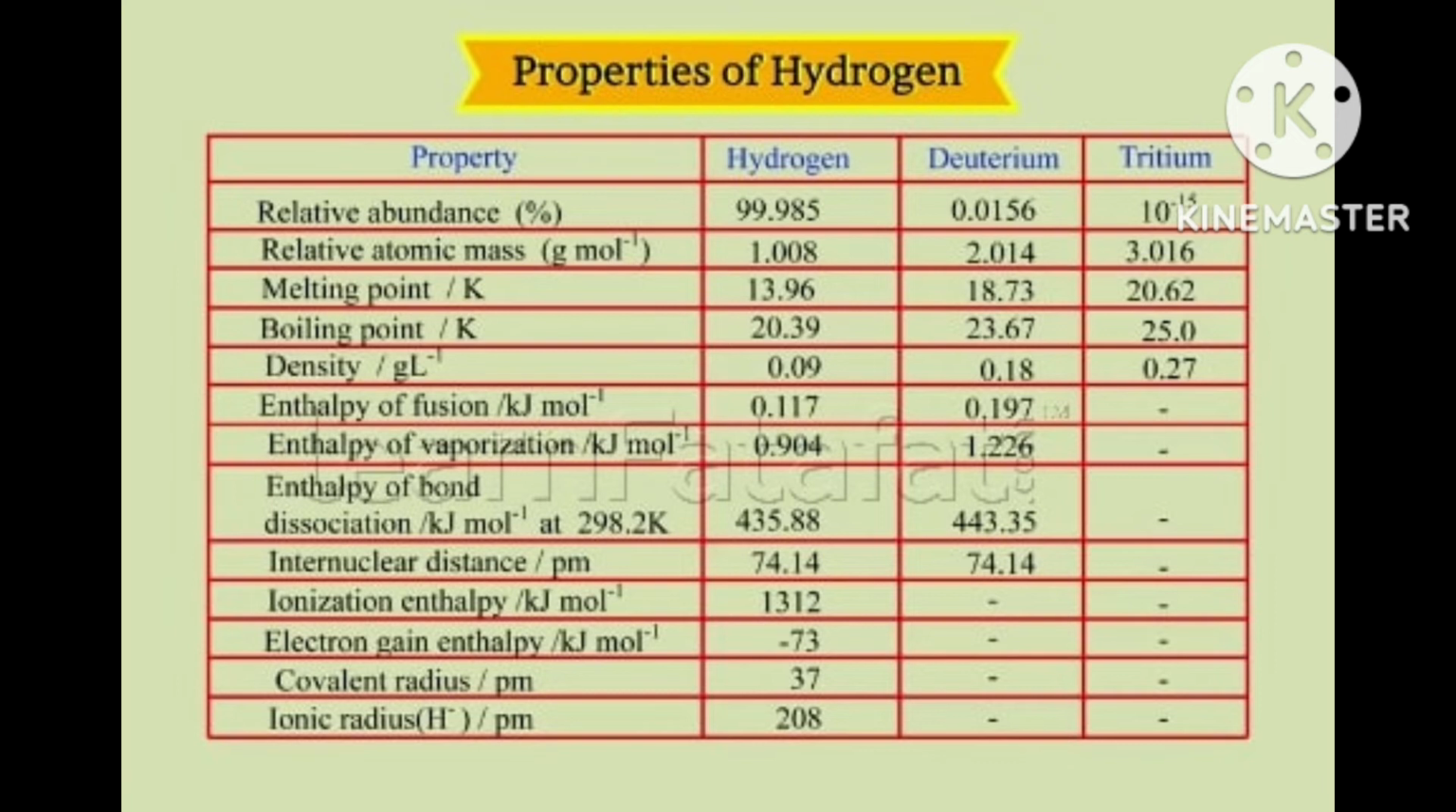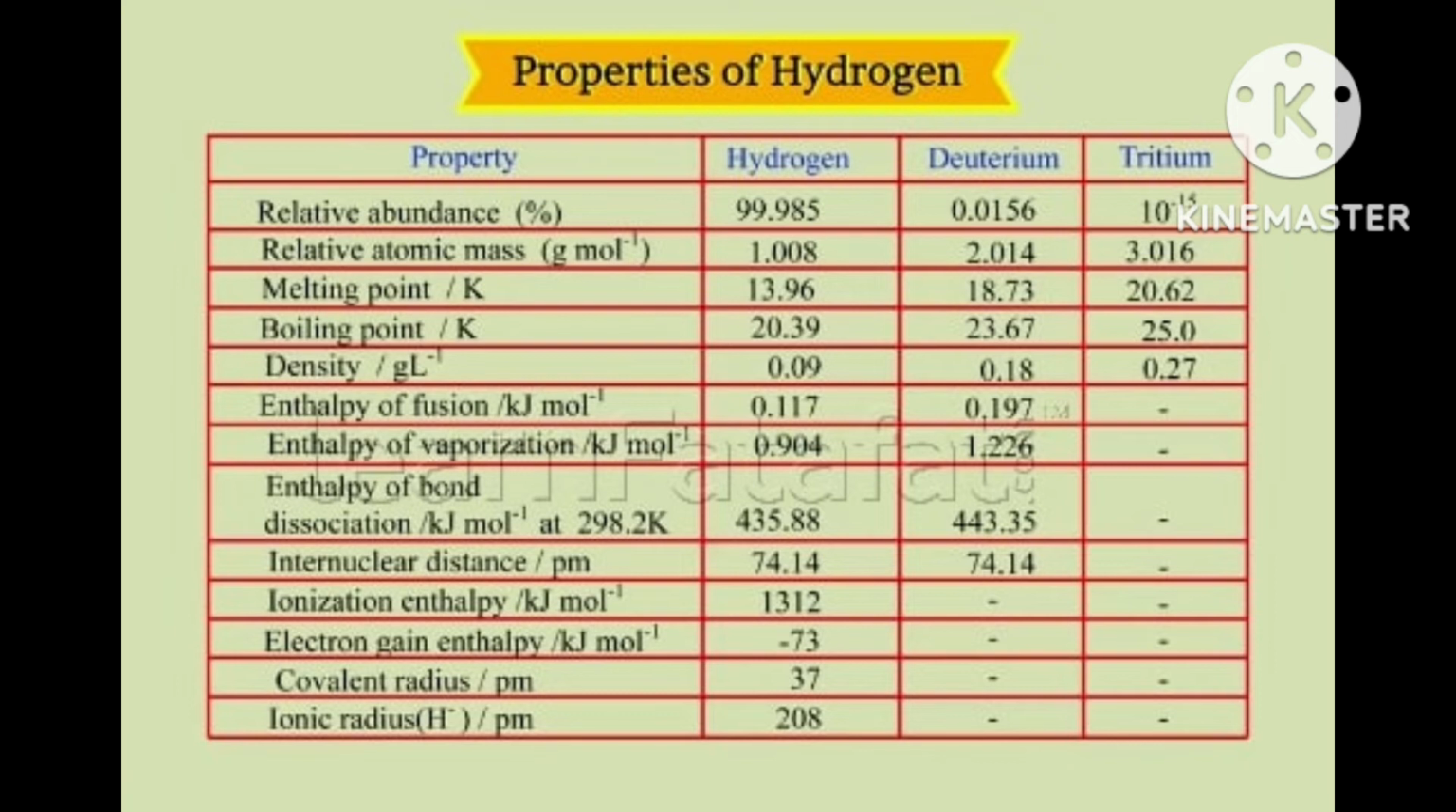Now, commercial production of dihydrogen. Sometimes commercial, because hydrogen is a very useful gas. That's why it is used commercially in large quantity. In the lab, all things are produced in less quantity, but commercially you require a large quantity. Then commercial production of dihydrogen, I am telling you.